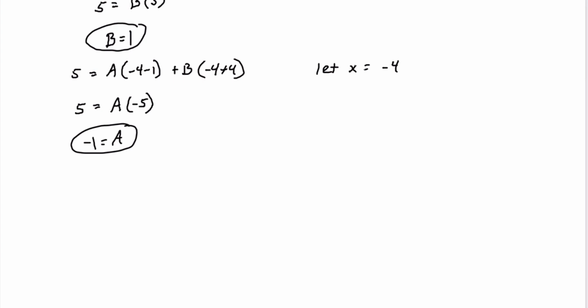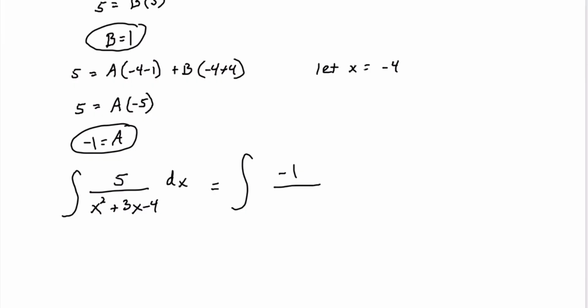We can now rewrite the original integral, which was again 5 divided by x squared plus 3x minus 4 dx. We can set that equal to the integral of a, which we found to be negative 1, divided by x plus 4 dx, plus the integral of b, which we found to be 1, divided by x minus 1 dx.